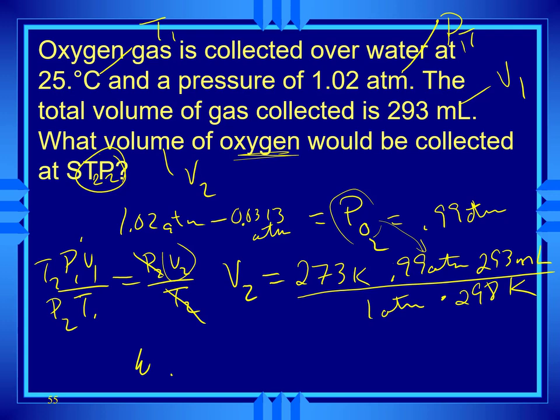Push all those buttons. 273 times 0.99 times 293 divided by 298. And you get 270 with 2 sig figs because of the 0.99. 1 ATM is the definition. Right? We didn't measure it. We said STP is 1 atmosphere. Somebody picked it. It's absolute. And that is what units? Well, the kelvins cancel out. The atmospheres cancel out. And I'm left with milliliters.